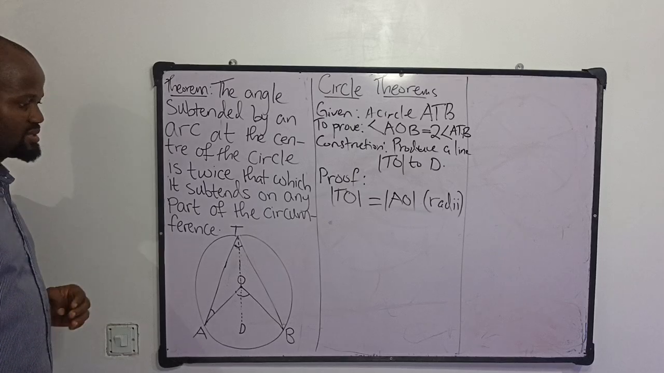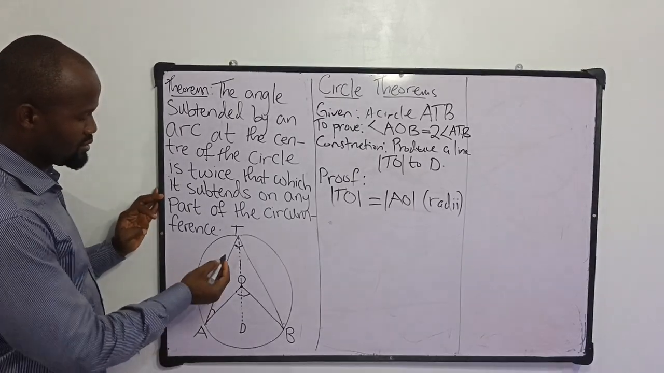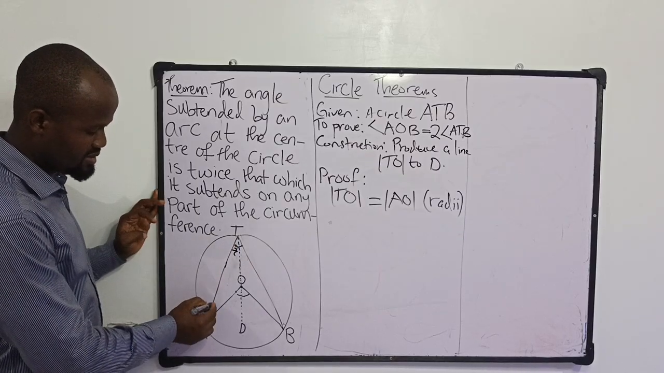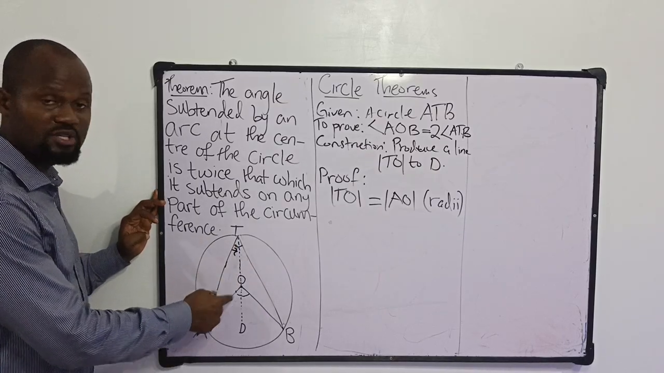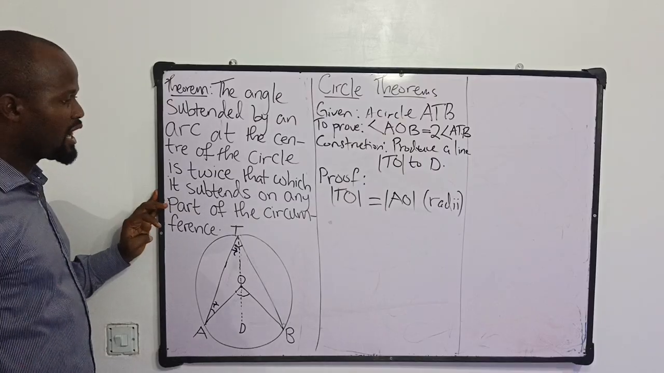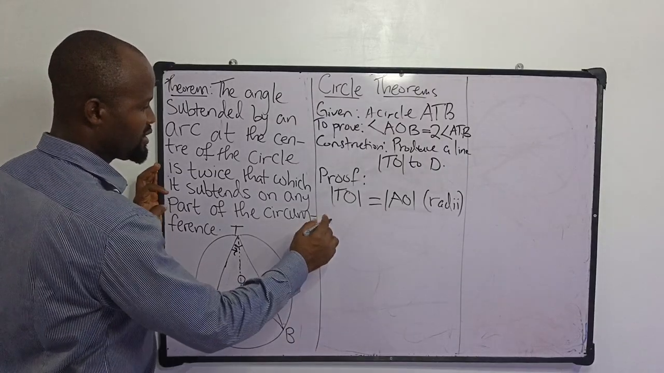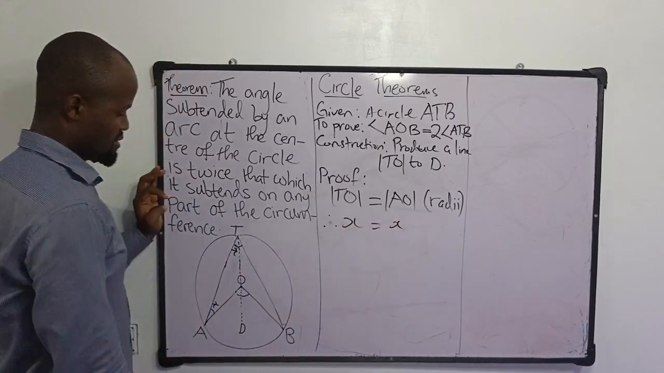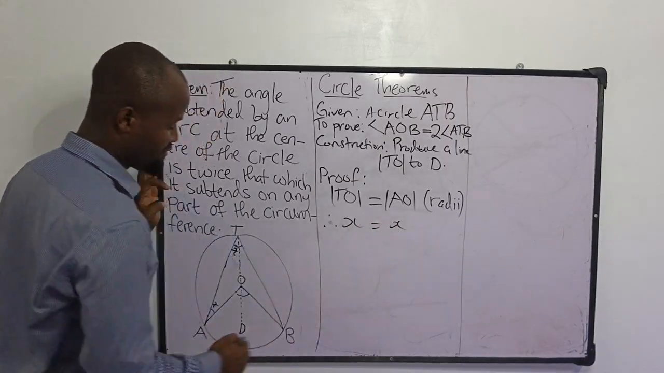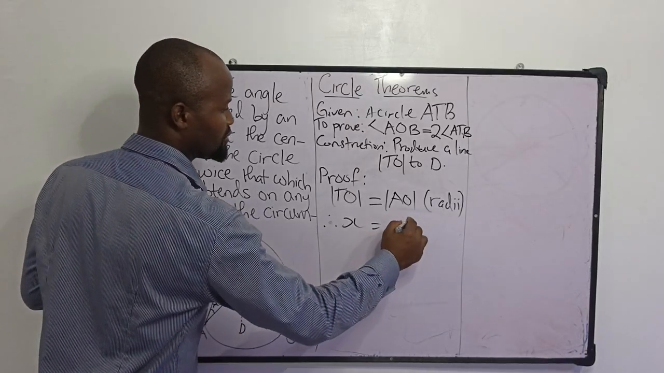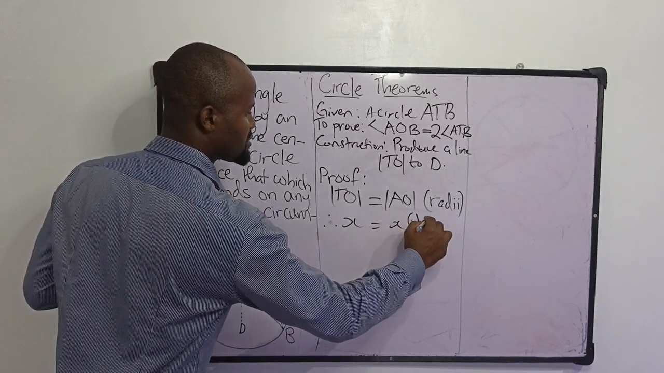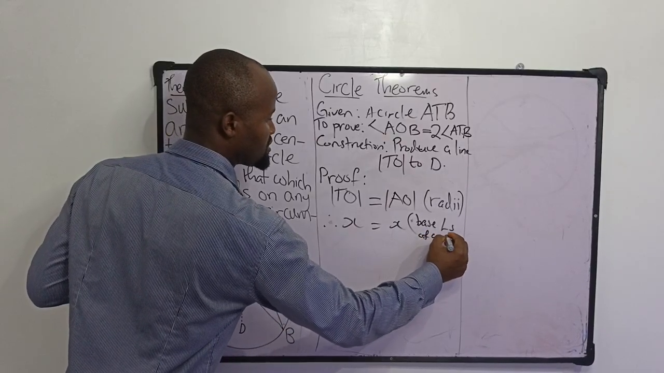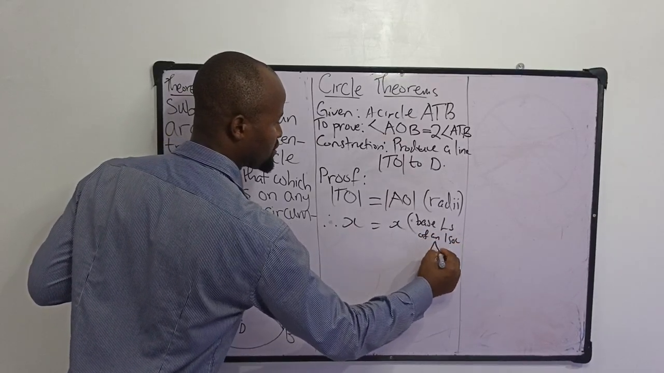Now the next step is, so I'm just going to call one of these base angles x. So if this base angle here is x, it means this is also x, because in an isosceles triangle, the base angles are equal, all right? So I'm just going to come here and write down, therefore, x equals x, all right? And what does that mean? Since I've indicated that in my diagram, I'm going to write base angles of an isosceles triangle.